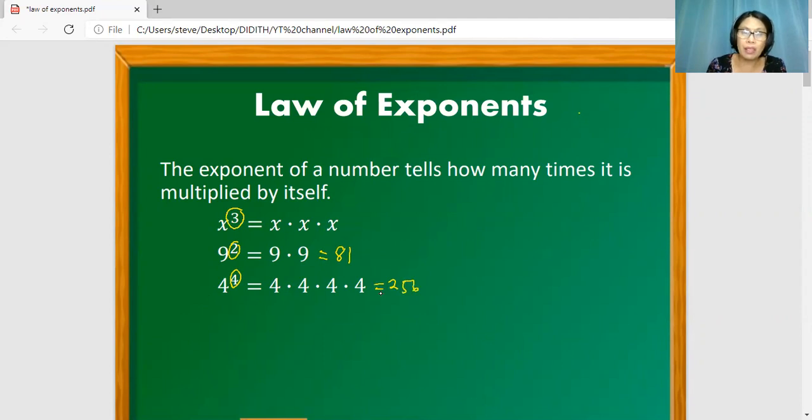Now, class, these expressions x, 9, and 4 are called the base. The other term for exponent, we also call power. So what I'm going to discuss is the law of exponents. The law of exponents, class, is important, especially as we go into multiplication and division of polynomials.